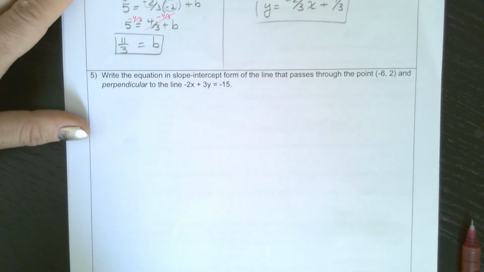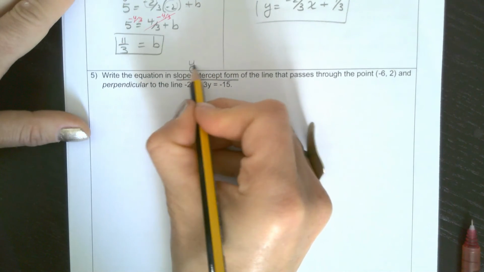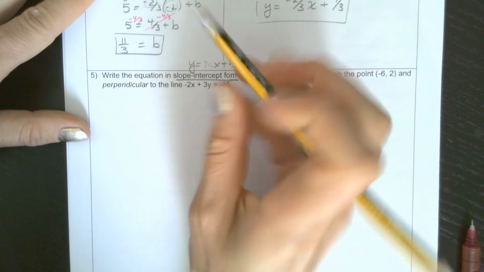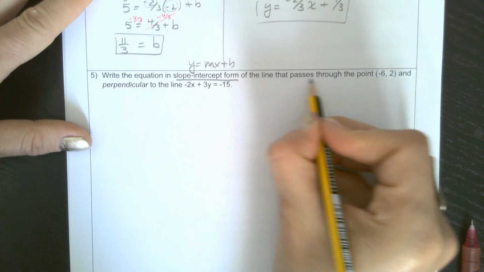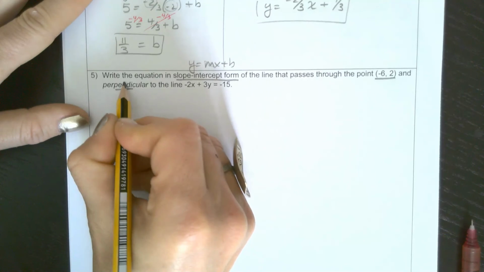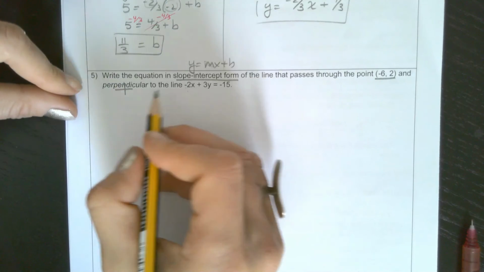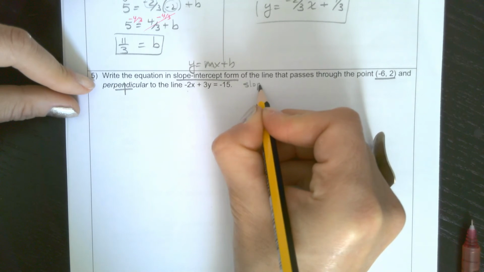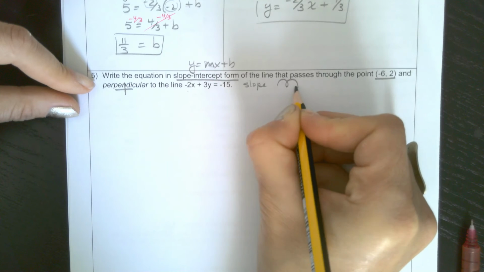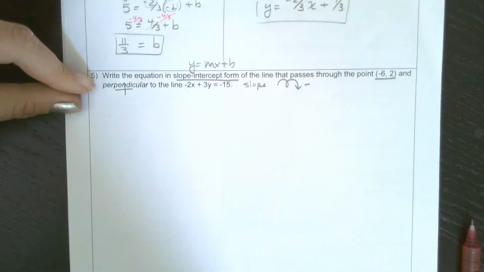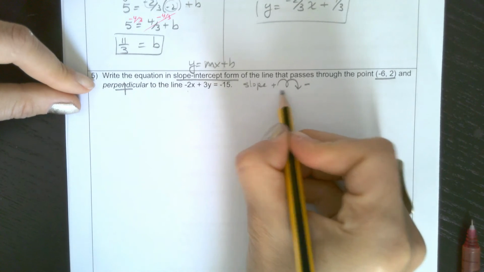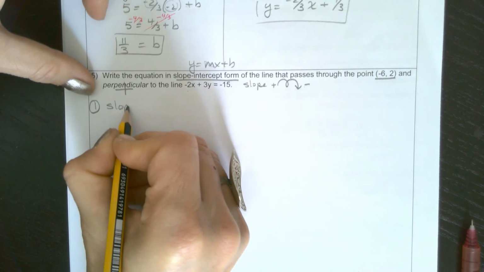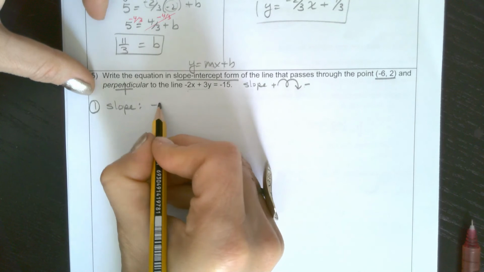Write the equation in slope-intercept form. Okay, that's slope-intercept form of the line that passes through the point and it's perpendicular to this line. Perpendicular. That means the slope is we have to do reciprocal and the opposite sign. So if it was positive, it has to become negative. So step 1, we need to find our slope.